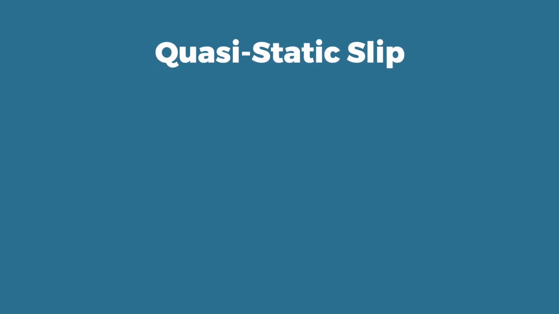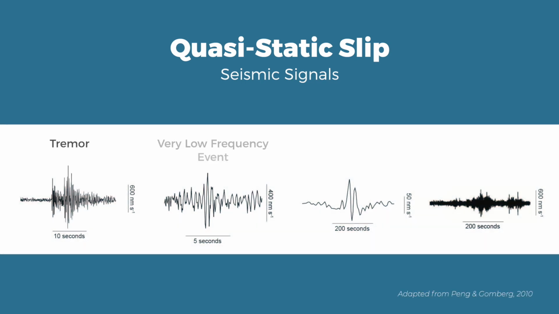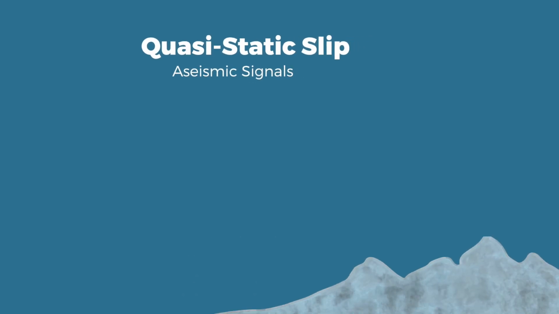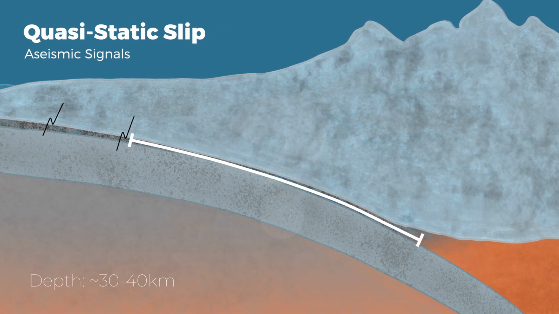These quasi-static slip events have been identified from seismic and aseismic signals. Seismic signals typically include low-frequency earthquakes and non-volcanic tremor. Tremor events occur almost continuously in Cascadia and are essentially superposed low-frequency earthquakes that cause weak vibrations of the ground. Quasi-static slip is also evident from aseismic motion and is labelled slow slip.